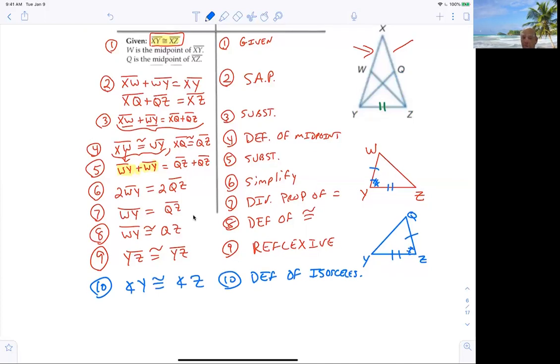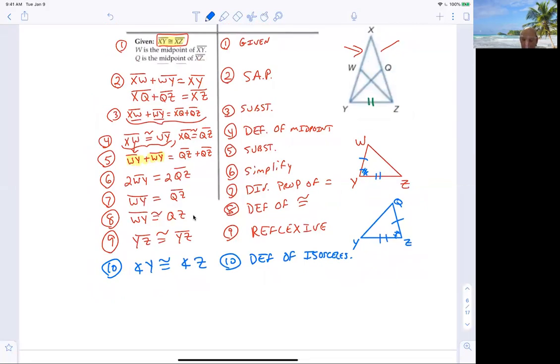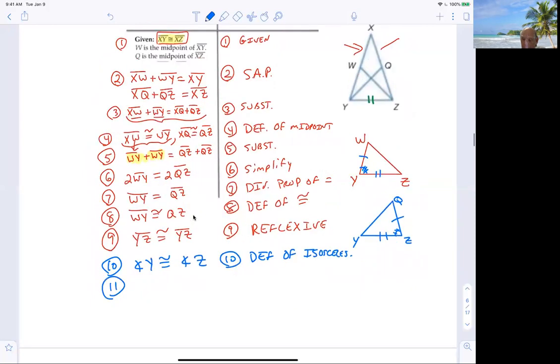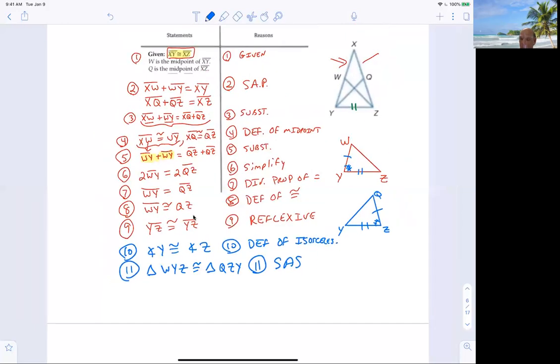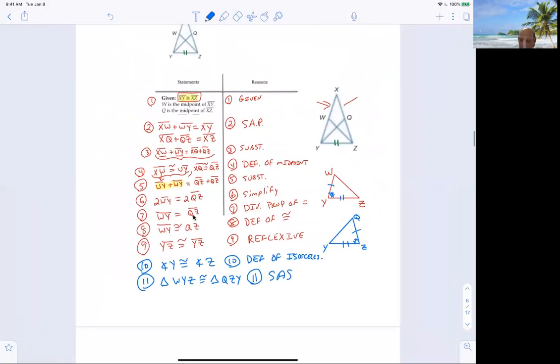So now help me out. What's next? Yes, sir. Good job. Say that for me. Triangle WYZ is congruent to triangle what? QZY, because SAS. Thank you. And finally, step 12.